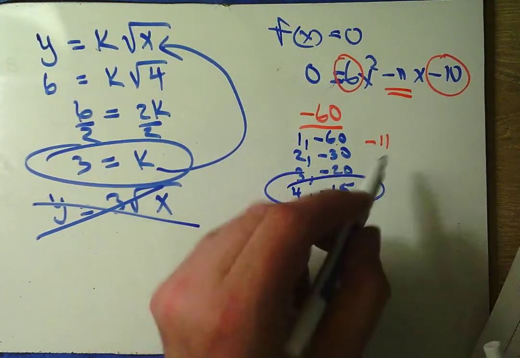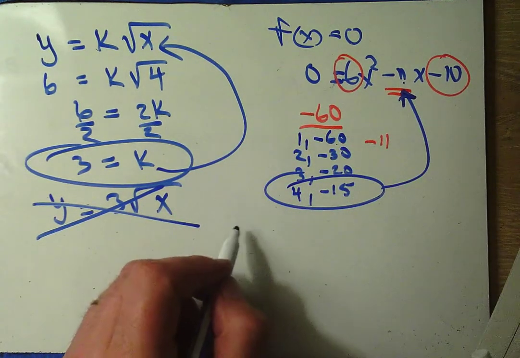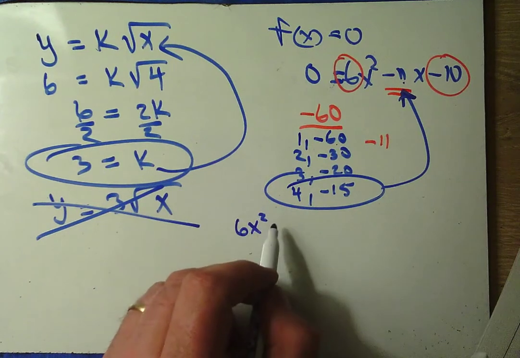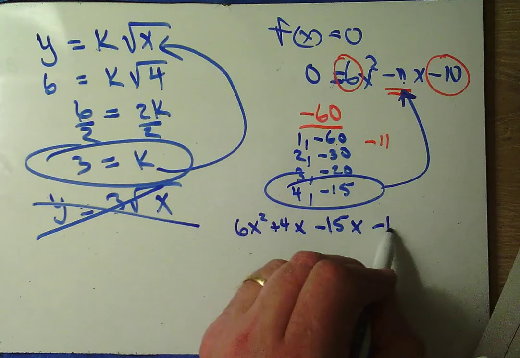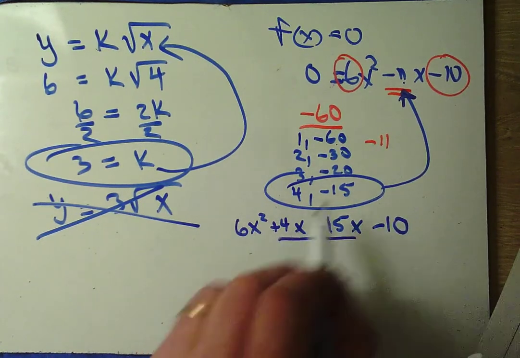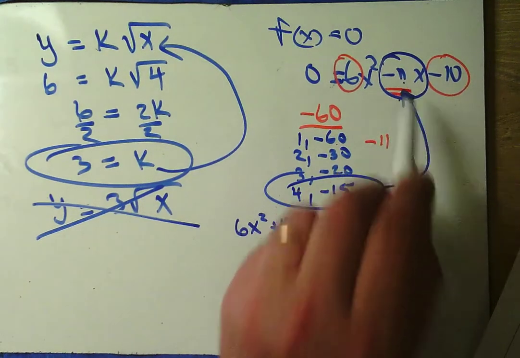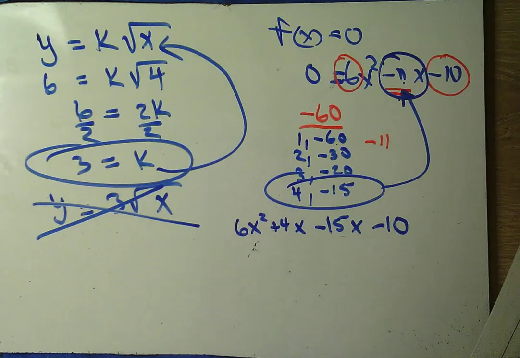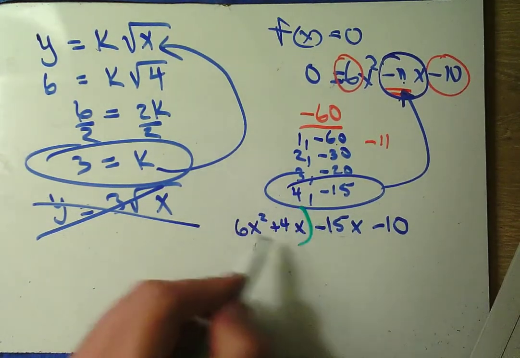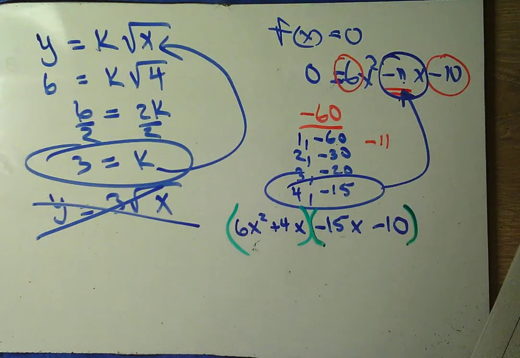So I'm going to take these two factors and replace negative 11 with these two. I'll have 6x squared plus 4x minus 15x minus 10. See how we replaced this one term with these two terms that add up to that one term? Great. So now we're going to group these in pairs. Remember to catch this minus sign inside the second pair, or your problem is going to end up being wrong.